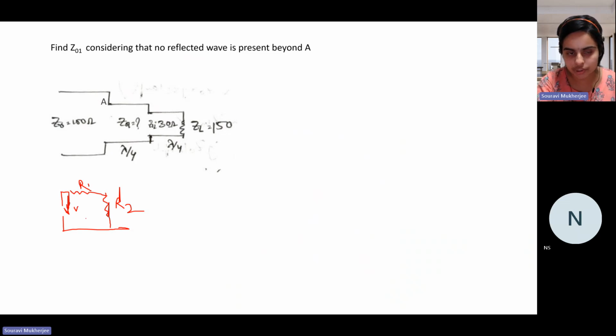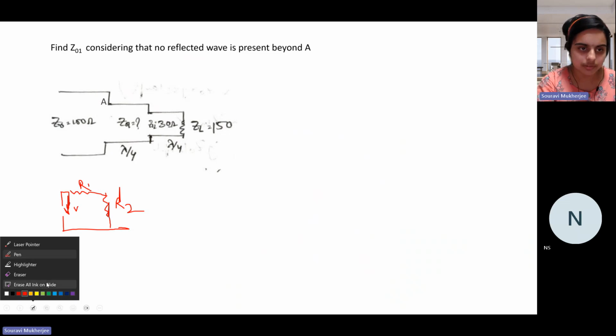Suppose you know the voltage here, you know the resistance here, and you want to find what the voltage should be here. In those cases, you can make use of the voltage dividing concept. The voltage gets divided between the two resistances depending on the ratios of the resistors or the impedances.